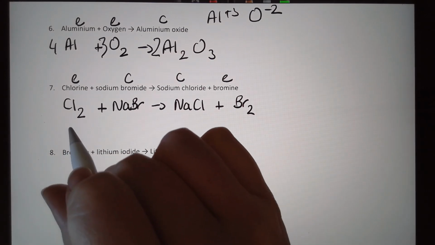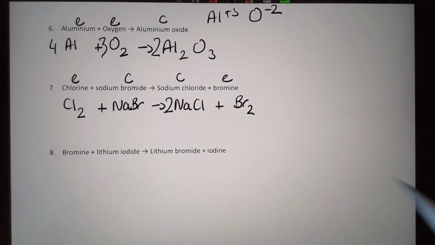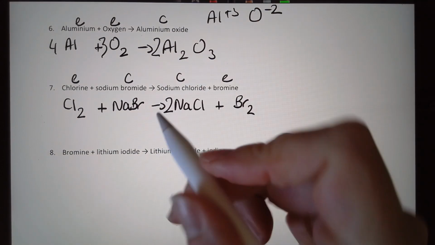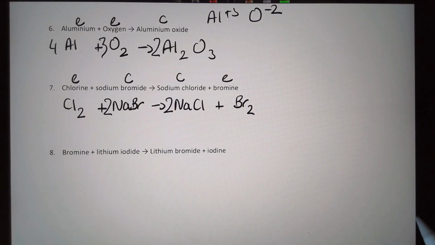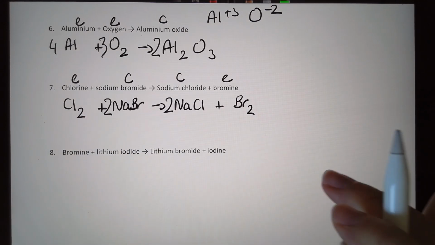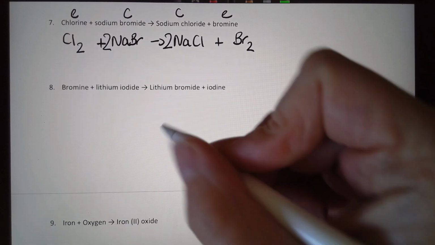To balance this, 2 chlorines on the left. To get 2 chlorines on the right, I need a big 2. That now gives me 2 sodiums on the right. To have 2 sodiums on the left, a big 2. 2 bromines on the left, 2 on the right. It is now balanced. The next one is similar.